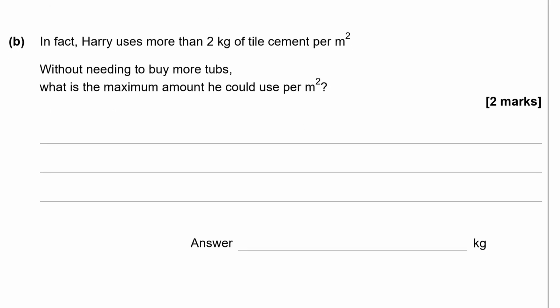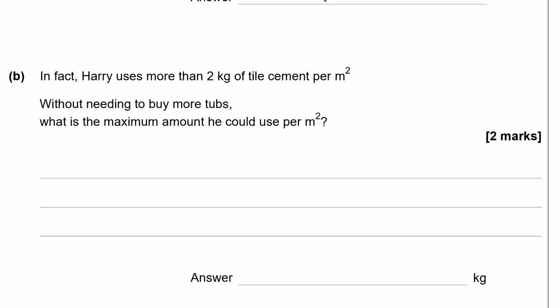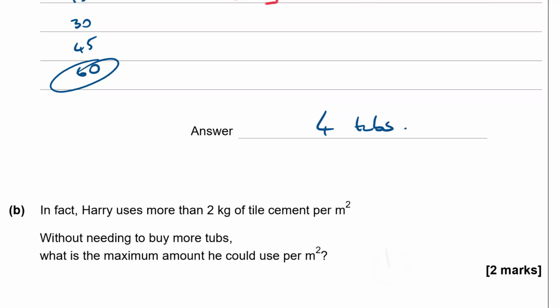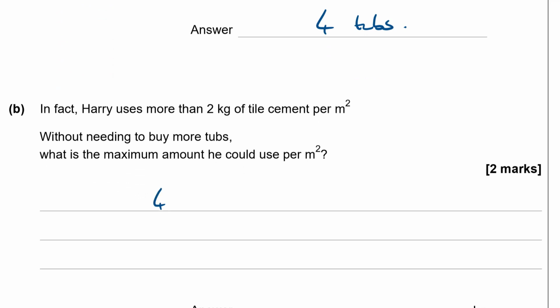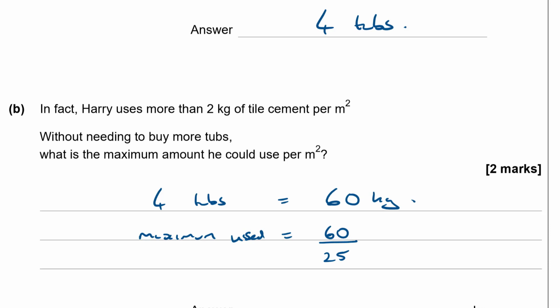Says in part B, in fact, Harry uses more than 2 kilograms of tile cement per square meter. Without needing to buy more tubs, what is the maximum amount he could use per square meter? Okay. So he's got 4 tubs, and we know that 4 tubs equals 60 kg of cement. So the maximum he can use, maximum used, is going to be my 60 kilograms of cement divided by my 25 square meters.